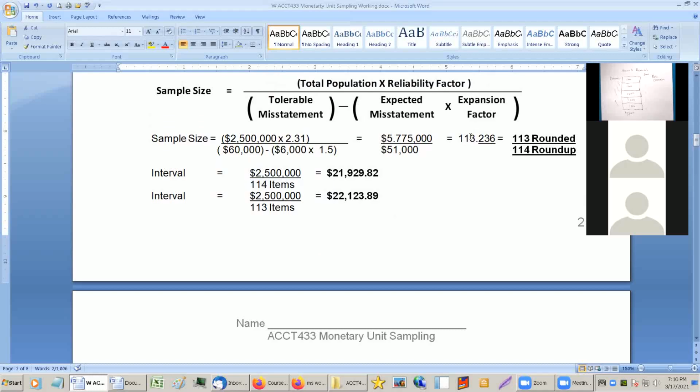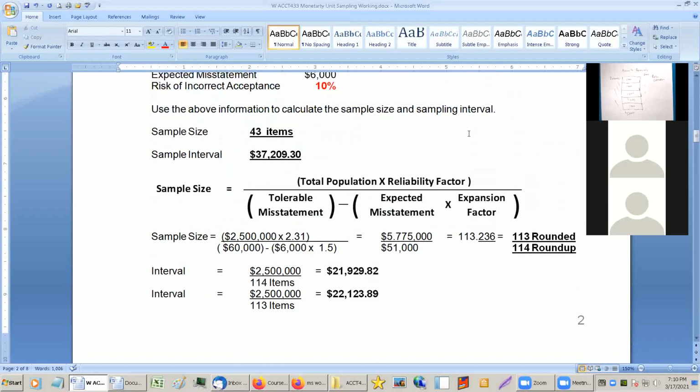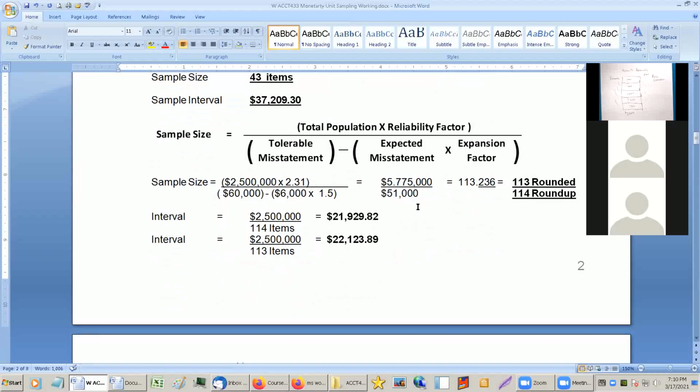And remember, the work papers are basically set up so that if you do get dragged into court, you can say, hey, no, we did our job. Look what we did. So this is picking the sample size.